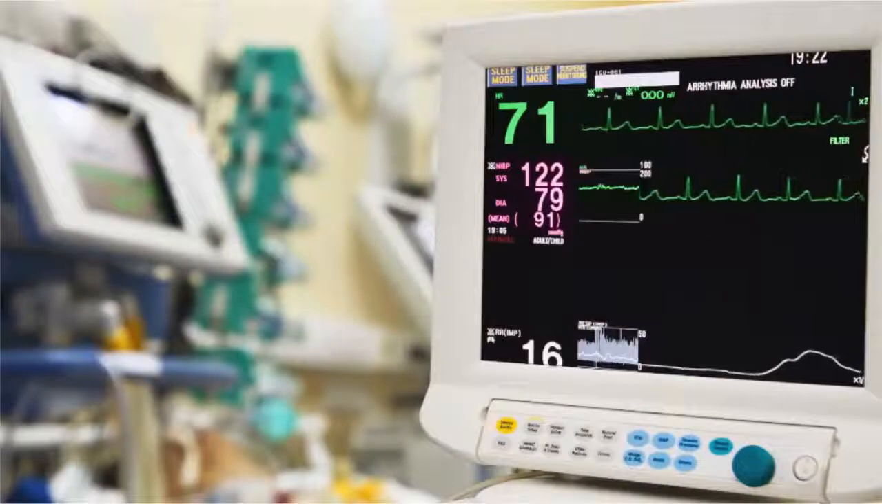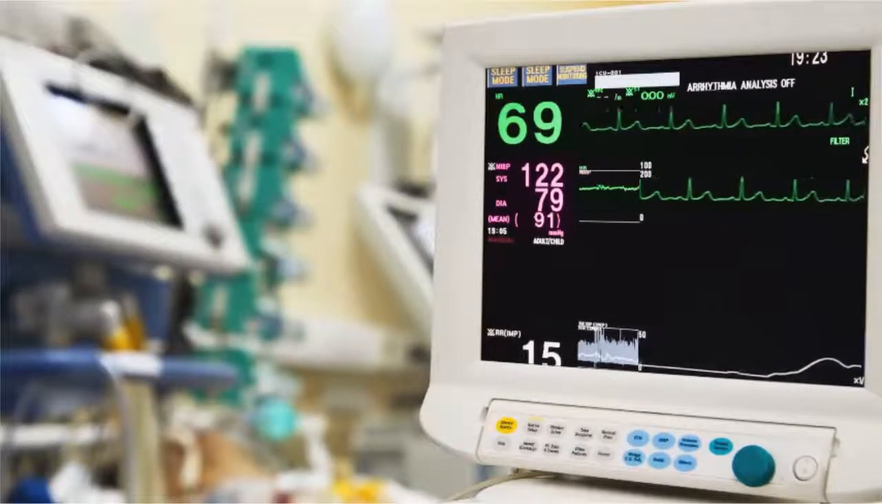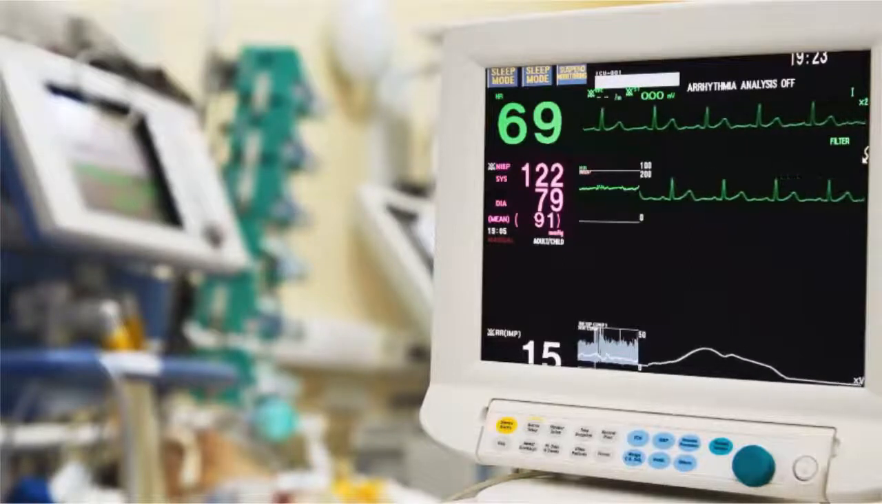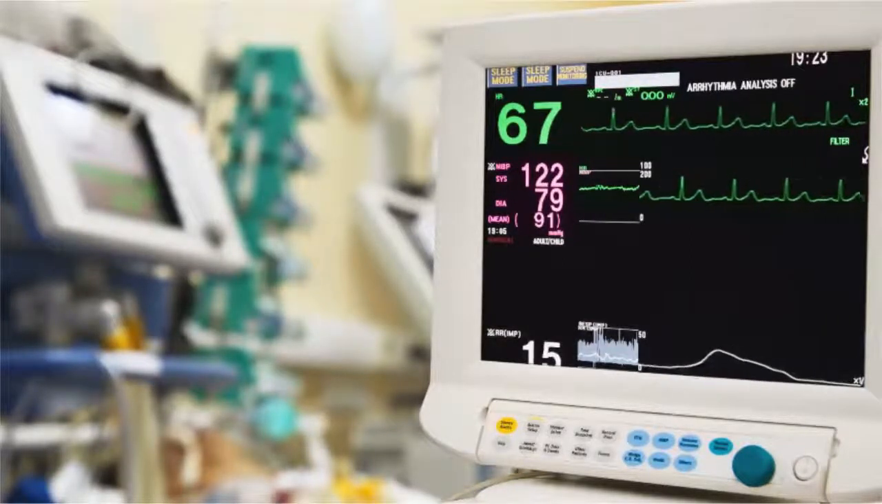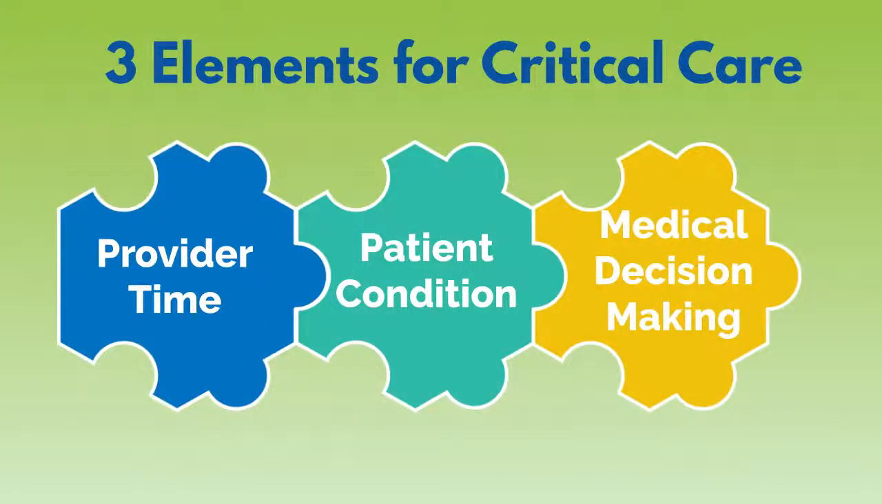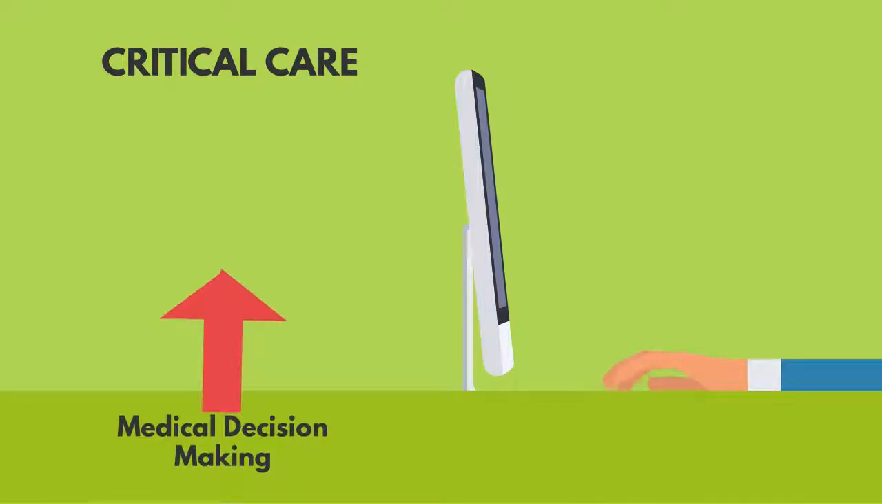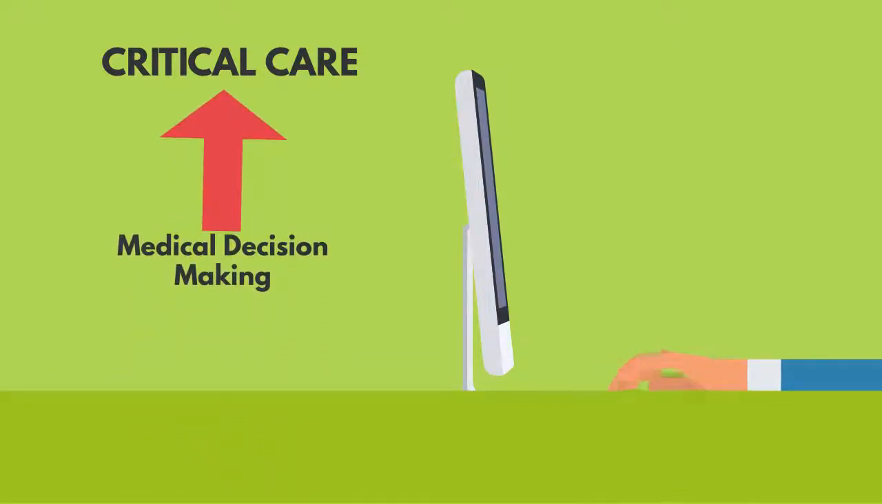Your documentation should clearly indicate all the diagnosis and treatment options that you are doing or are considering when caring for the patient. Your documentation needs to support why the patient is critical and the nature of the condition. The final element is medical decision-making. In order to report critical care, your documentation must reflect a high level of medical decision-making.